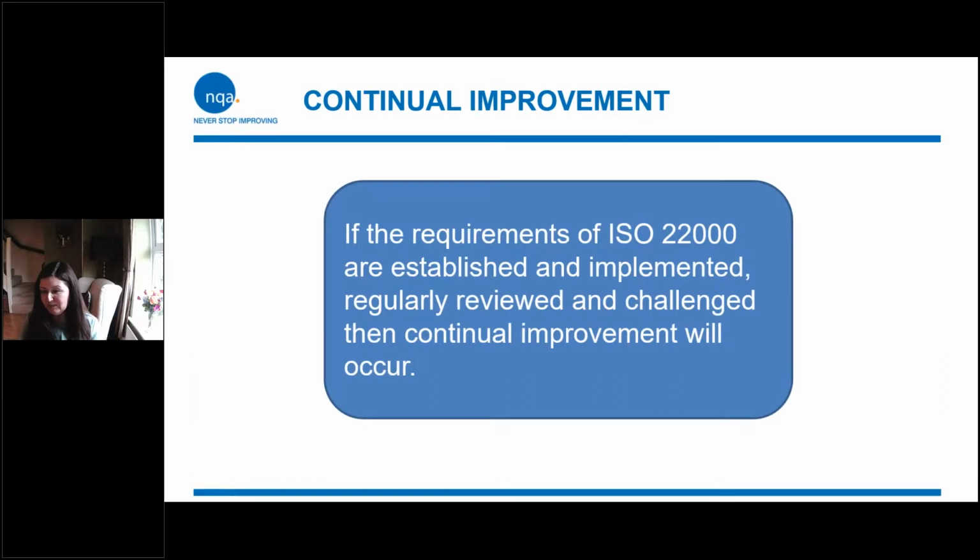Continual improvement, nice and short really. If the requirements of ISO 22000 are established, implemented, regularly reviewed and challenged, then continual improvement will happen naturally.